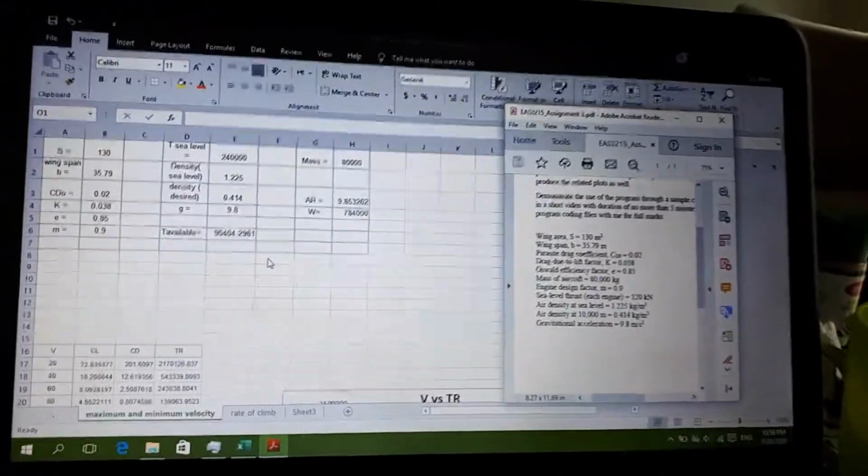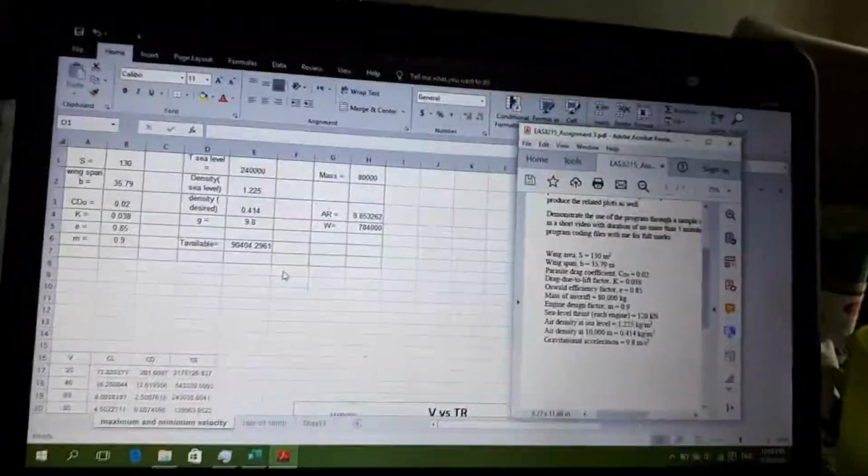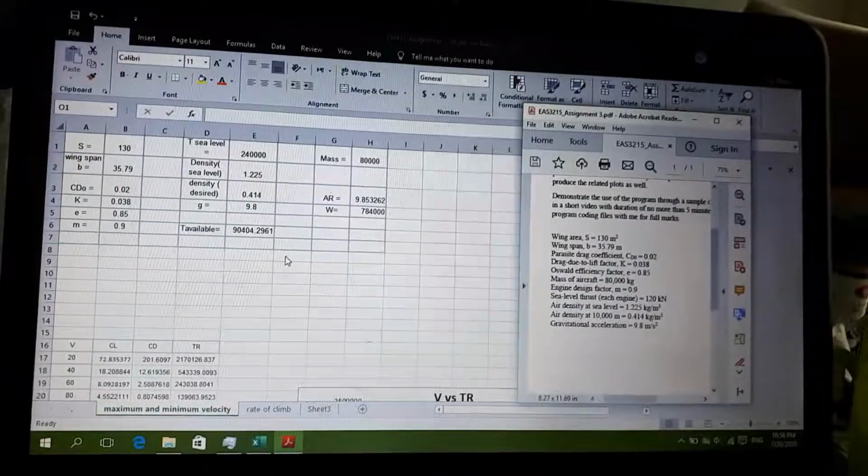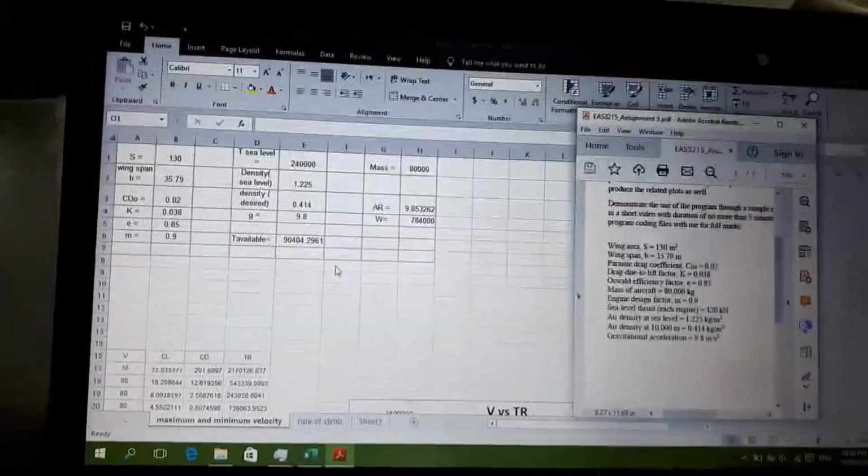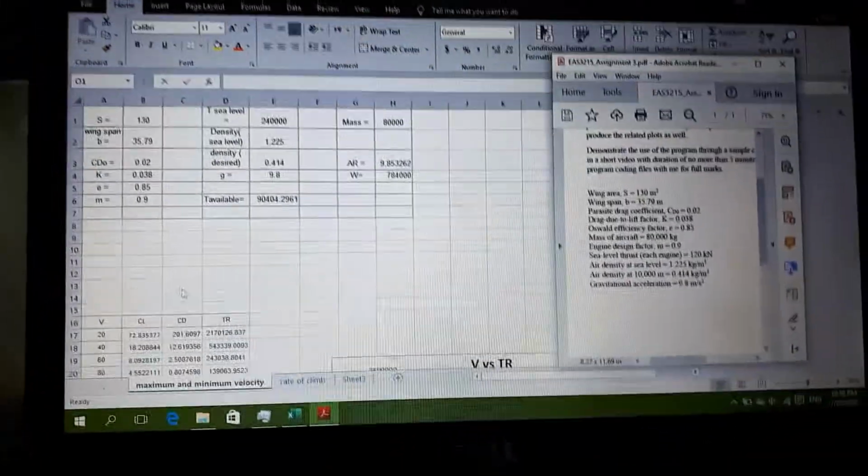Power can also be considered in terms of thrust, because the thrust is the one that provides power to an aircraft. It depends on how you want to plot the graph.